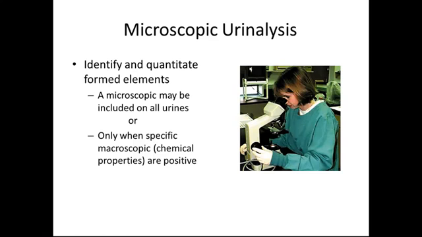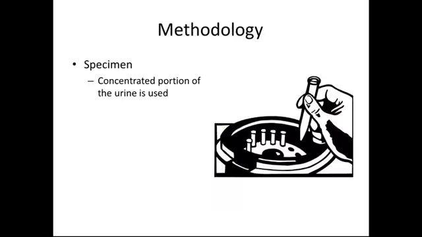Microscopic urinalysis is used to identify and quantitate formed elements within the urine. A microscopic exam may be included on all urines, or when we are looking for something that was positive on a chemical reagent strip. So, methodology: we are testing the concentrated portion of the urine.